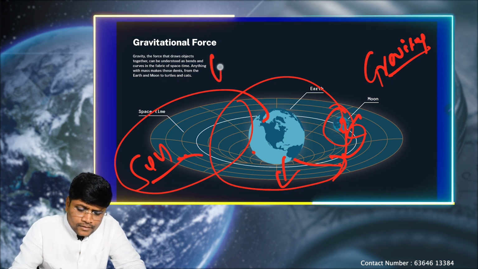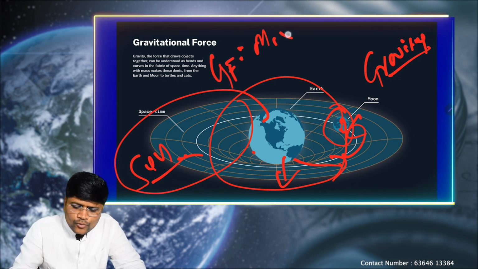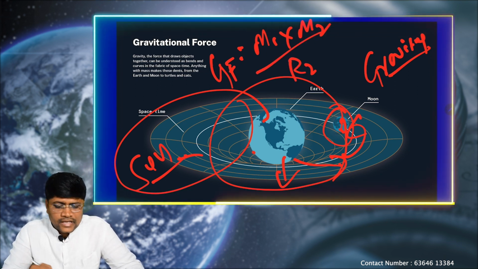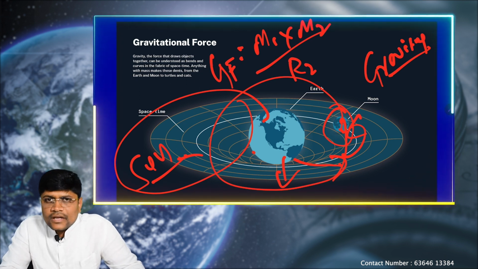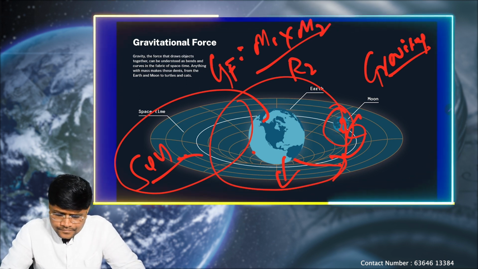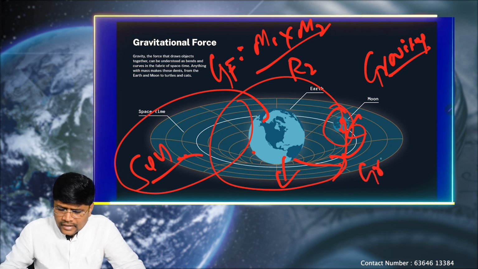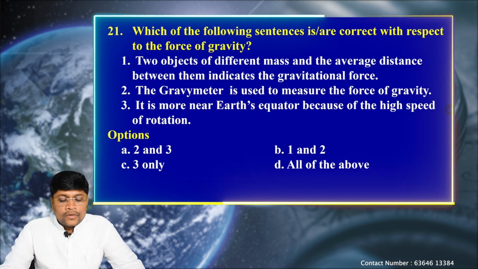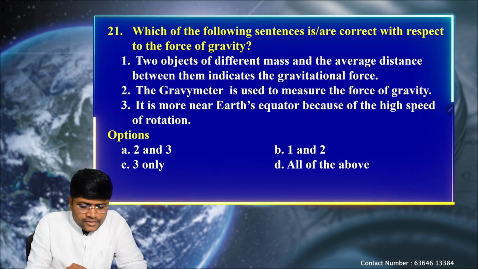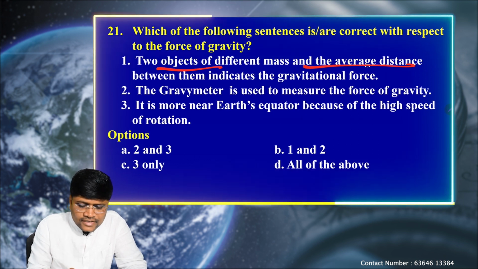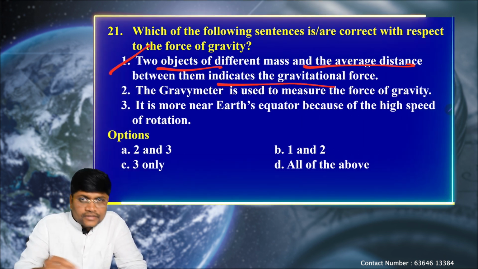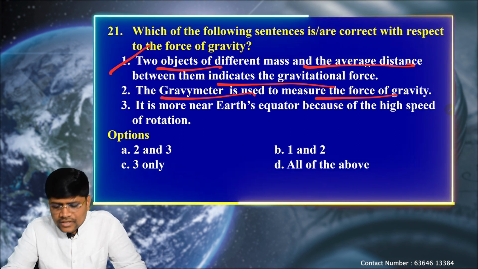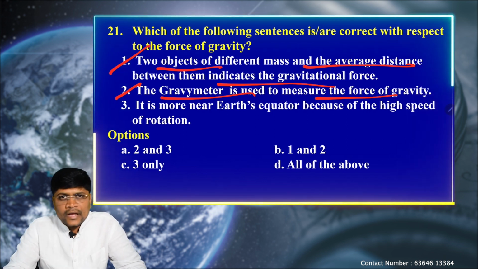Again, gravitational force can be defined as m1 into m2 by r square. That means the masses of two different objects and the relative distance between them will decide the gravitational force. Again, the gravimeter is the instrument used to measure the gravitational force. So according to the explanation, two objects of different mass and the average distance between them indicates the gravitational force. This statement is absolutely correct. Next, the gravimeter is the instrument used to measure the force of gravity. This statement is also correct.